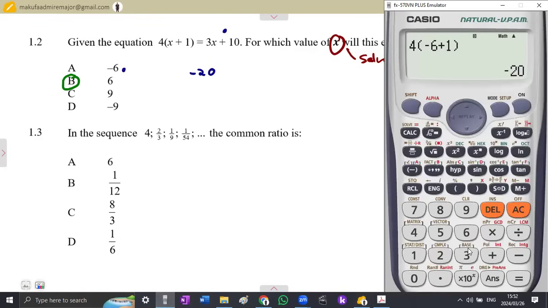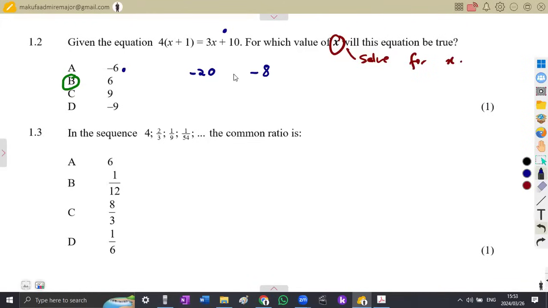Just do this on the right-hand side: 3 into your x, which is -6. You can choose -8, so as you can see, this side we are getting -8. These two sides are not the same. -20 is not equal to -8, so it means -6 is out. This is how you can do it.